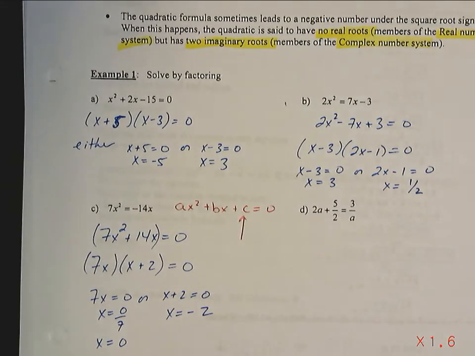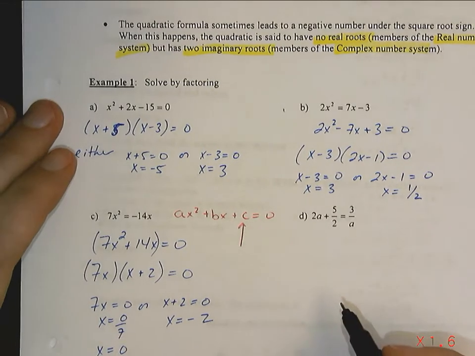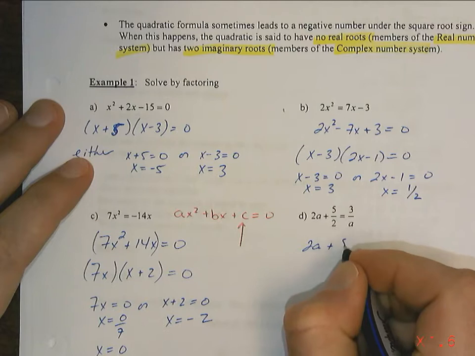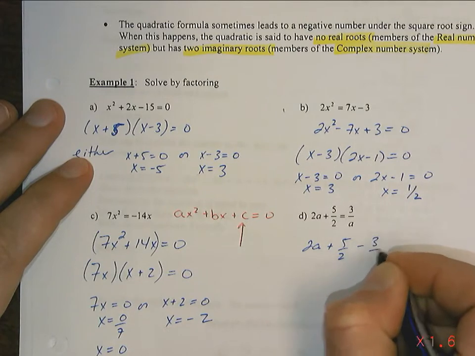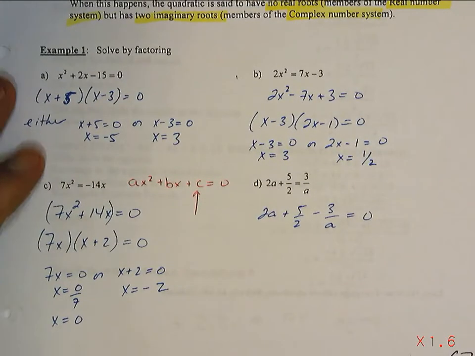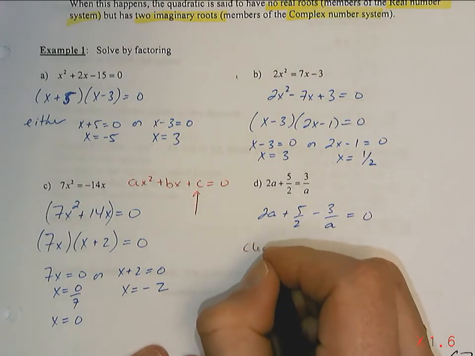All right, here's the next one. So this is not in standard form. We can move some things around if we want to start off. We could try making it 2a plus 5 over 2 minus 3 over a equals 0. Looking at this, we could go for a common denominator. I have something new I'd like to share with you. It's called clearing the fractions.